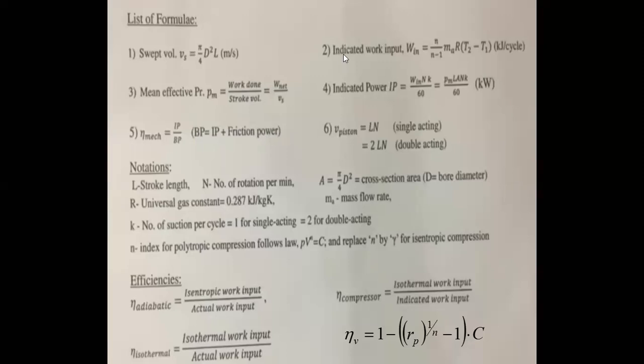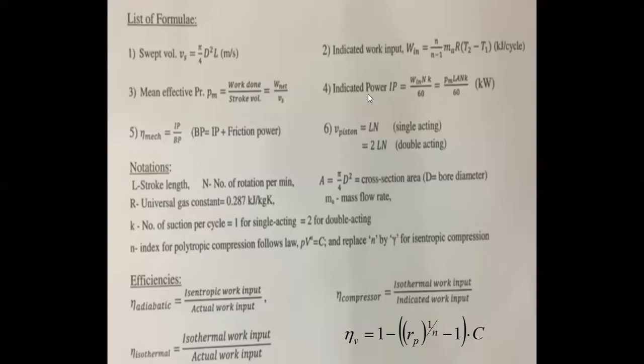The next formula that we should know is indicated work input. This can be written as n upon n minus 1 into mass of air into gas constant into the temperature difference. There is another formula for indicated work input, and this work input is generally for a polytropic process. For indicated power, we just have to multiply the work input with the RPM and the number of suction strokes, divided by 60, and we get the indicated power.